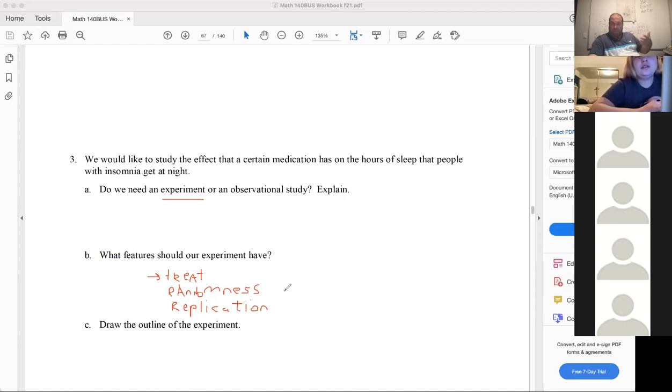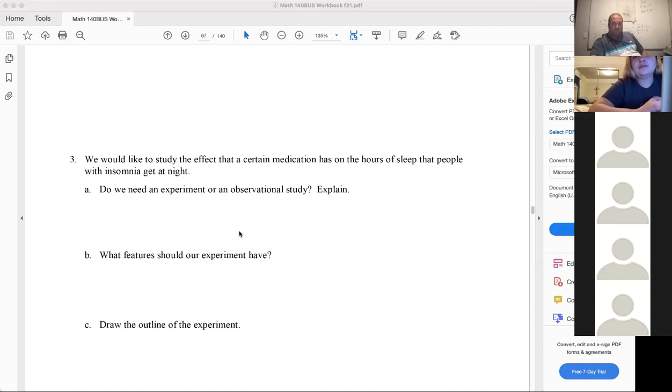Okay. The more people you have, the more replication you have, the more accurate your experiment can be. You want to have the control versus the experimental group, the different treatments. You want to have randomness. You want to have replication. Makes sense? Okay.